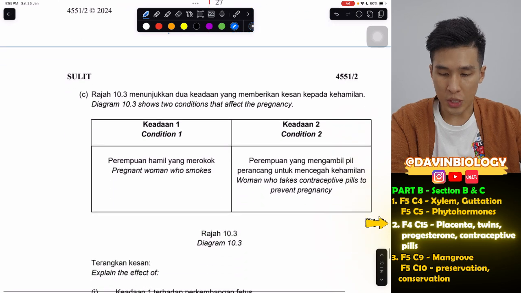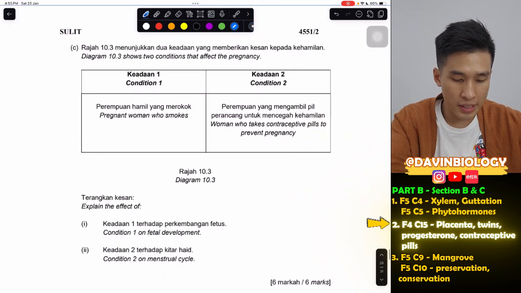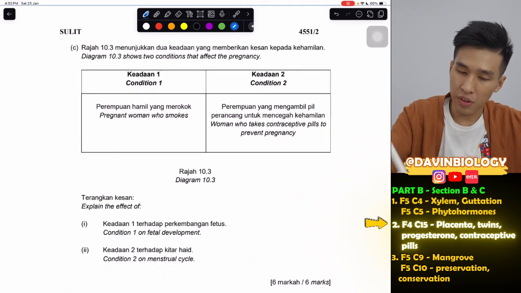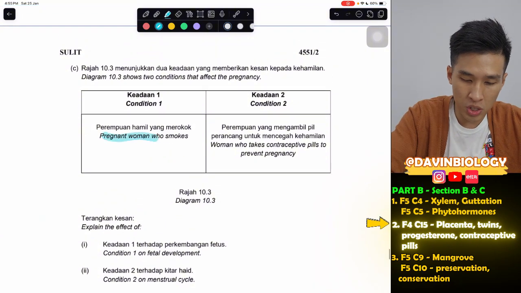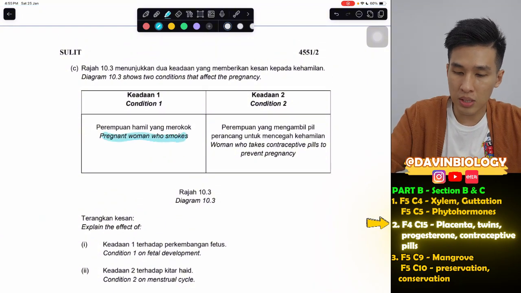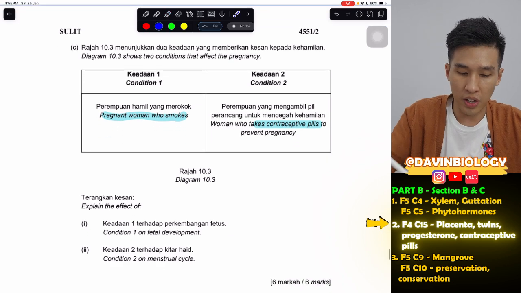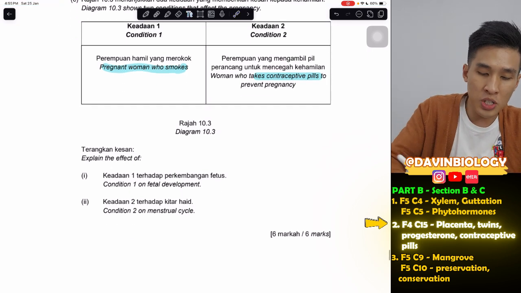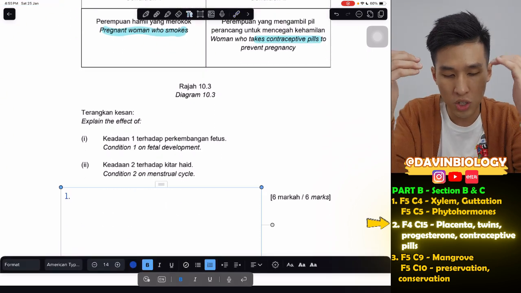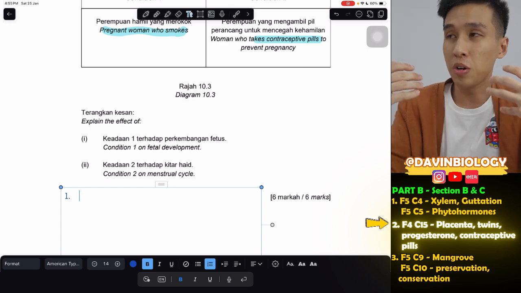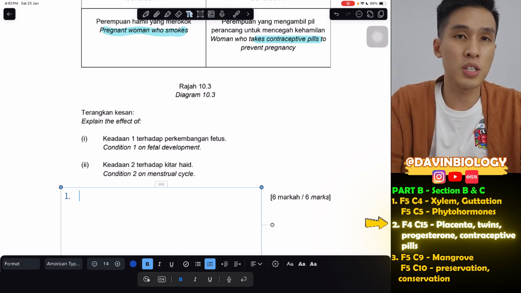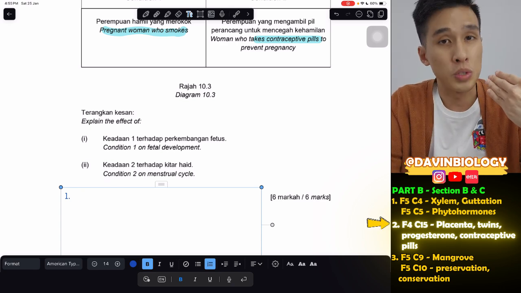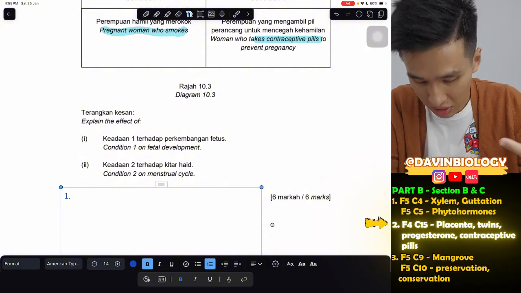Alright, so twins, that's what we can say. Next, explain the effect of these 2 women. One pregnant woman smokes, the other pregnant woman takes contraceptive pills. So they want, how does it affect fetal development, and how does the other affect the menstrual cycle? Okay, it's very simple. If a woman smokes, cigarette smoke has a lot of harmful contents that will harm the fetus, especially the nicotine and tar.